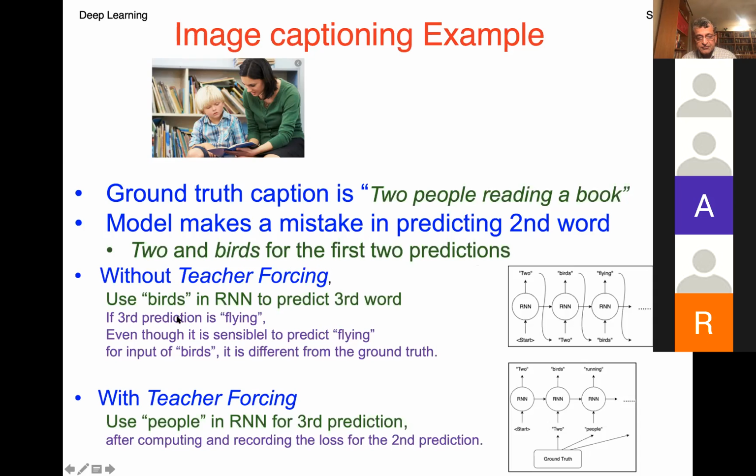Without teacher forcing, the birds output in the RNN is used to predict the third word, right? So it starts, predicts 2 here, and 2 is being used. The RNN produces birds as the second word. We're using birds as this one. And then when it encounters birds as the previous word, the RNN may say the next word is flying. So instead of becoming 2 people reading, it became 2 birds flying.